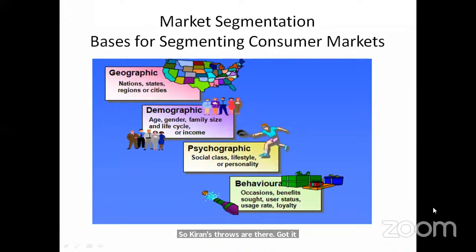Behavioral में क्या आता है ना? Behavioral base में आता है you have to identify the people who are occasional buyers. वो कभी कभी खरीदते हो, कोई celebration हो गया खरीदते हैं, so they very occasionally try to buy the product.